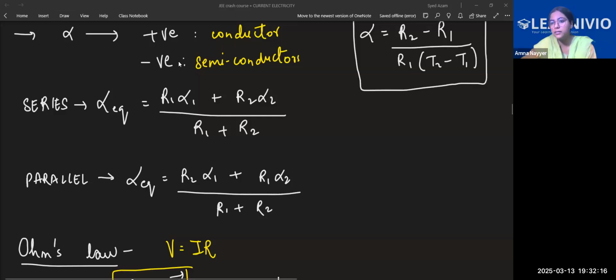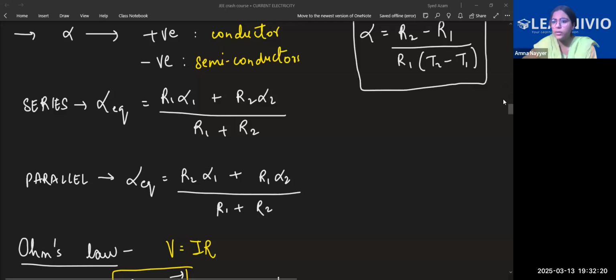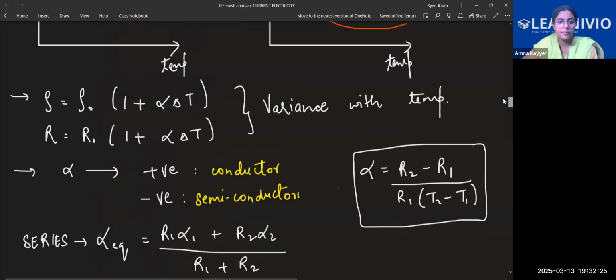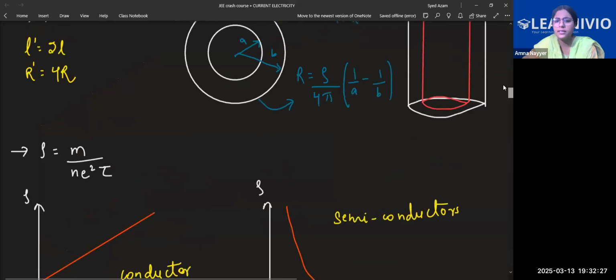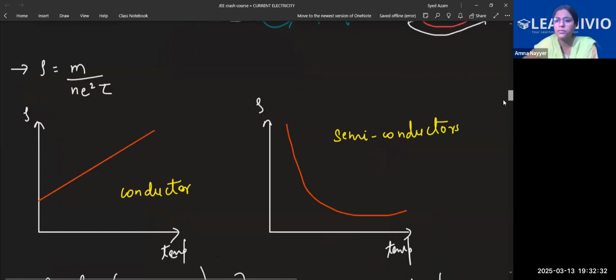Yes, class, done? Yes, ma'am. Let's start with the numericals then. Okay, for the rest of the things, I think you need not write anything else. You must be having the rest of the formulas with you. These are from the board's perspective only. The rest of the extra portions, I think you have written.